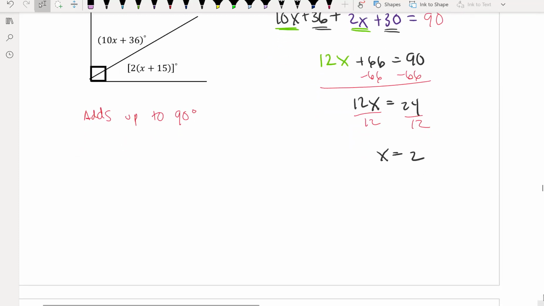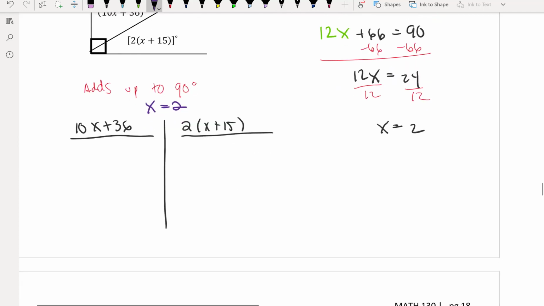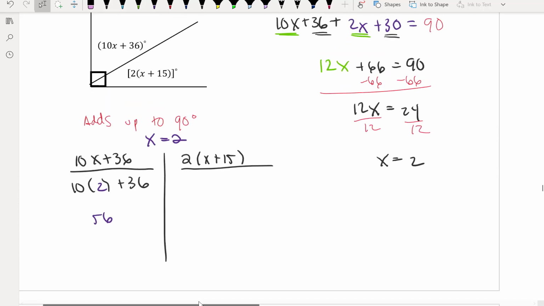So now look at the angle. The angle is 10x plus 36. I have my other angle as 2 parentheses x plus 15. And I just found out that the x value is equal to 2 that I'm plugging in. So I have 10x plus 36, and the value of x I'm plugging in is 2. So 20 plus 36 is going to give me 56. So this whole side is equal to 56 degrees.